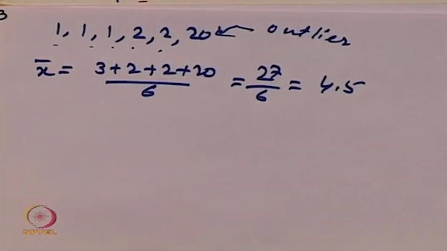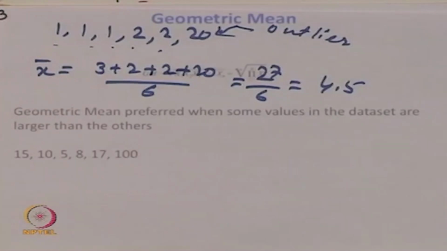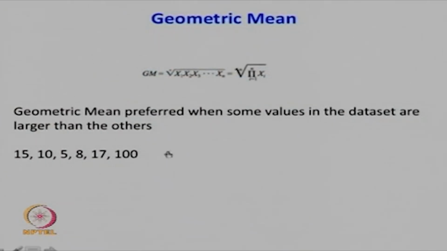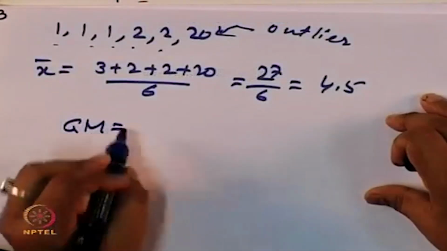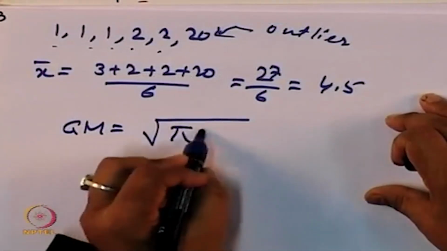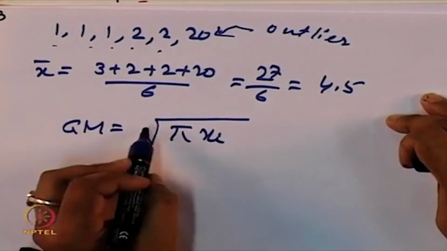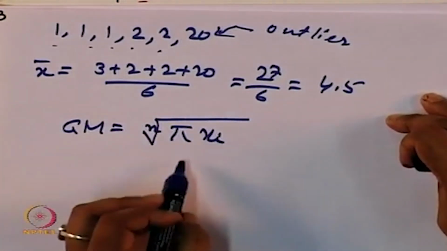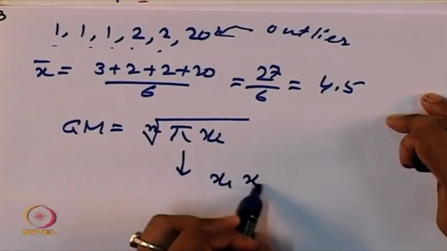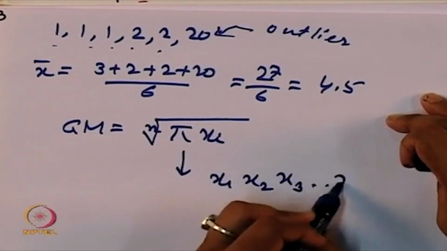So, one of the alternatives to the arithmetic mean is the concept of the geometric mean. The geometric mean is nothing but the nth root of the product of xi. The product of xi means x1 times x2 times x3 and so on up to xn.